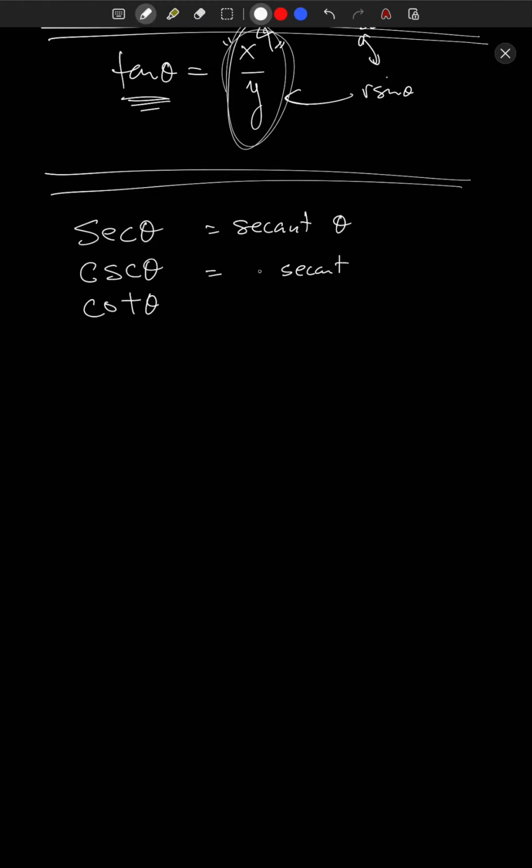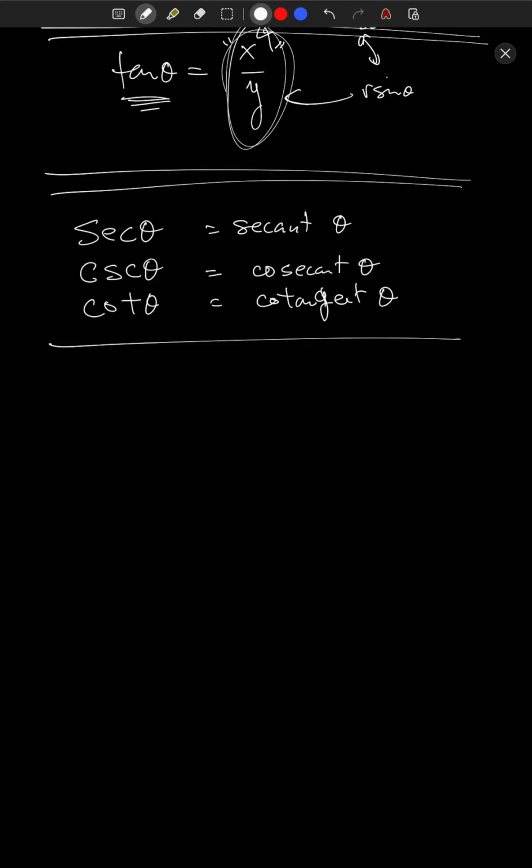Usually there's no hyphen there. Cosecant theta, and this one is cotangent theta. All right. These guys will show up, for example, in calculus because they're related to manipulations that you have to do with sines, cosines, and tangents. Okay. How do we define them?